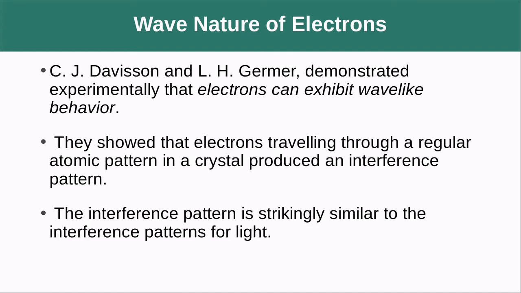So de Broglie had given us some sense that electrons were behaving like waves, but we really didn't have great experimental evidence that this was true until Davisson and Germer demonstrated experimentally that electrons can exhibit wave behavior. They showed that electrons traveling through a regular atomic pattern in a crystal produced an interference pattern. The interference pattern was very similar to those that we saw at the beginning of this talk for light.